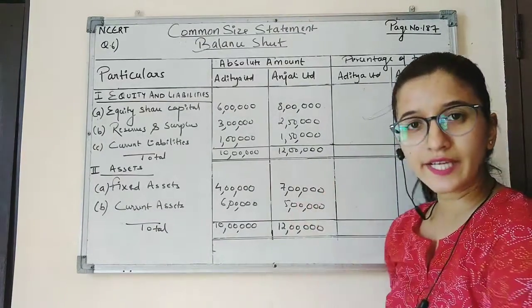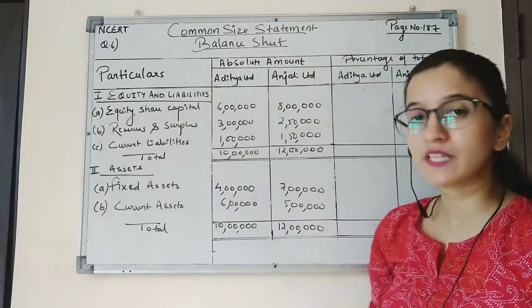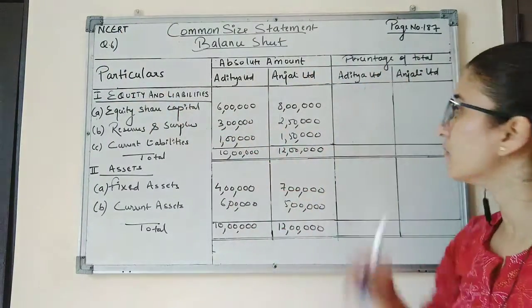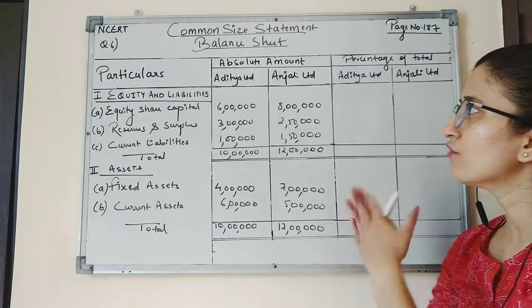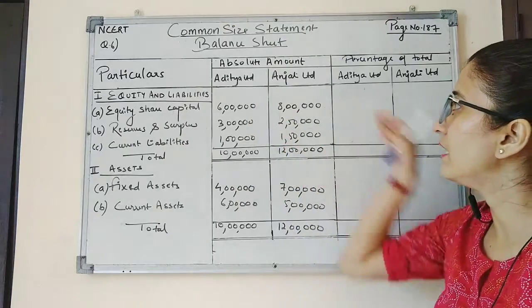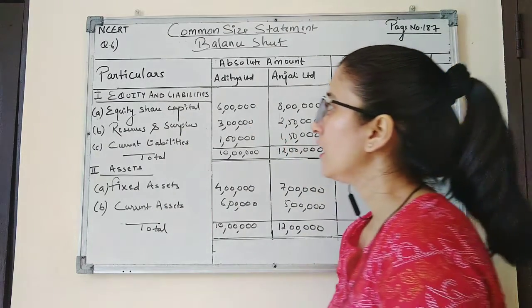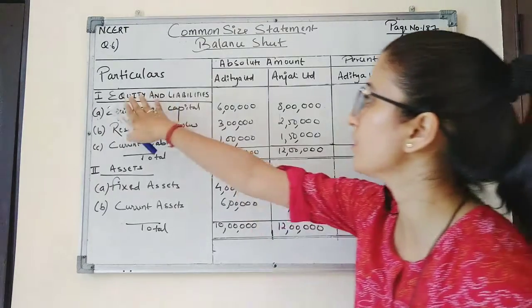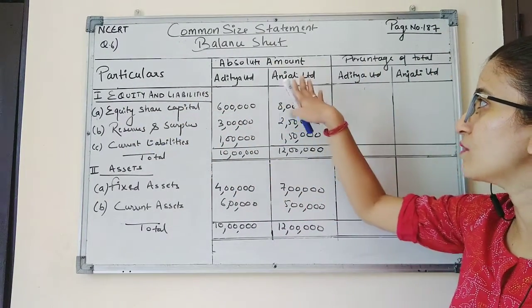Now we will discuss the second type of balance sheet, which is common size statement balance sheet. Here is question number 6 of NCERT, page number 187. So the format of comparative and common size balance sheet is the same, only some headings are changed. Now in common size statement balance sheet, there are 5 columns. First is particulars, second is absolute amount.